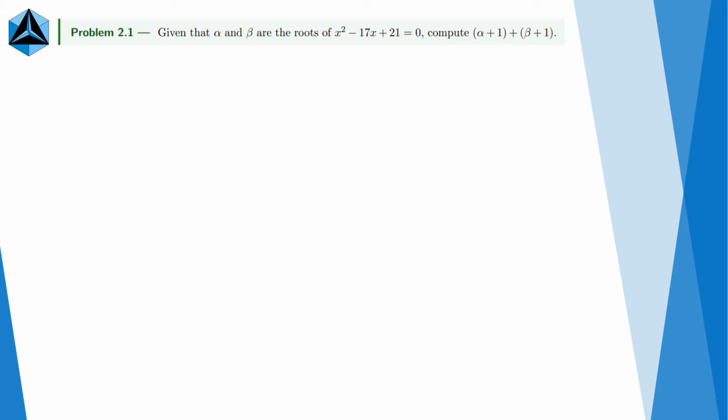So for this specific example, it's kind of trivial, as you can obviously just use Vieta's formulas directly to find alpha plus beta and then just add 2 to that. However, we're going to use polynomial transformation on it. So the gist is that we want to find the polynomial with the roots alpha plus 1 and beta plus 1. And so to do that, we know that alpha and beta are roots of this polynomial here. So we can shift this polynomial by -1 like so.